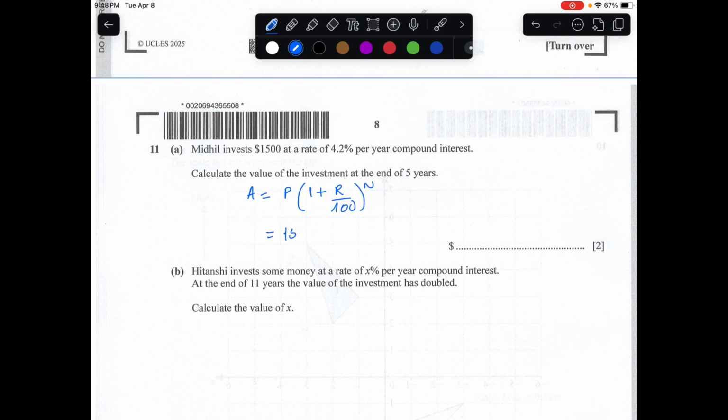P is how much you invest. So you've invested 1,500. 1 plus the rate of investment is 4.2 divided by 100, to the power of n, which is 5. So just input this in your calculator. 1,842.594. So you may want to write it as 594. Then remember that currency would be rounded off to 2 decimal places.